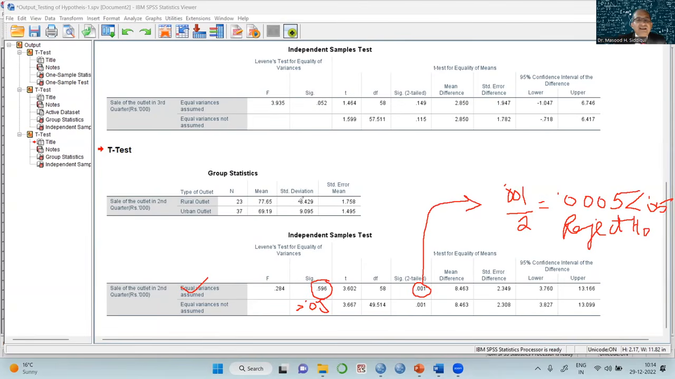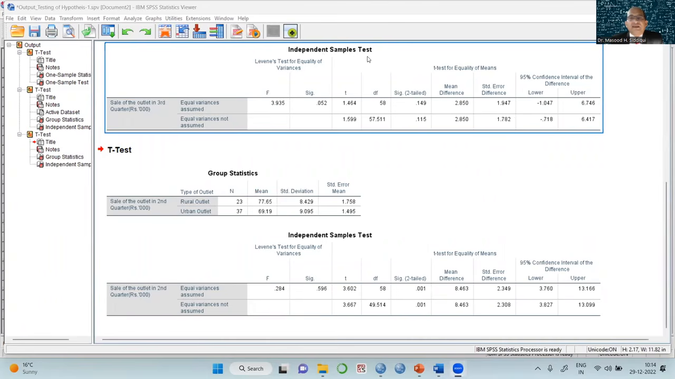And as we check here, the rural outlets are giving higher sales as compared to the urban outlets for the second quarter, right? As we have discussed earlier also, quarter-wise there may be some difference in the results. So this is just a repetition of the things that we have done earlier.